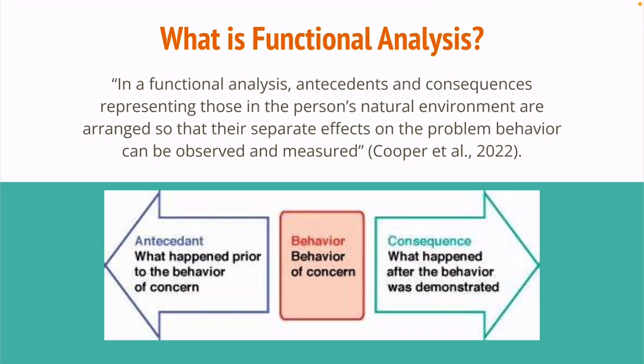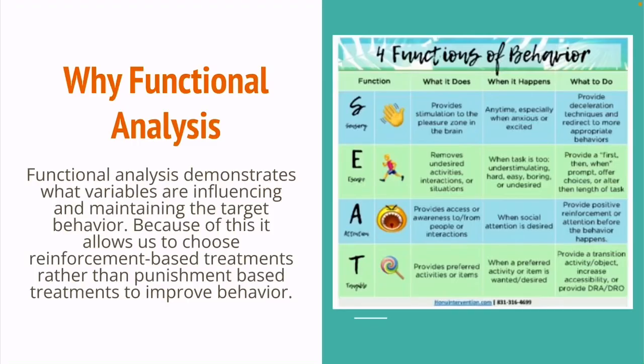So essentially, we are measuring what happens, or we are controlling what happens before the behavior and after the behavior so that we can accurately measure what function the behavior is serving. Because as we know, behavior occurs because we want something out of it, essentially. Why do we use functional analysis? Functional analysis demonstrates what variables are influencing and maintaining the target behavior. Because of this, it allows us to choose reinforcement-based treatments rather than punishment-based treatments to improve behavior.